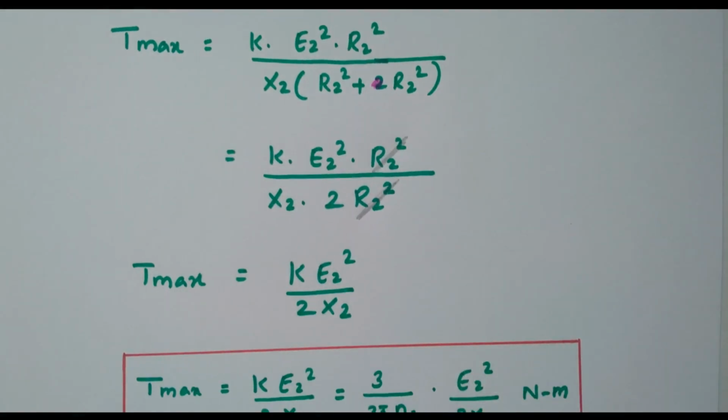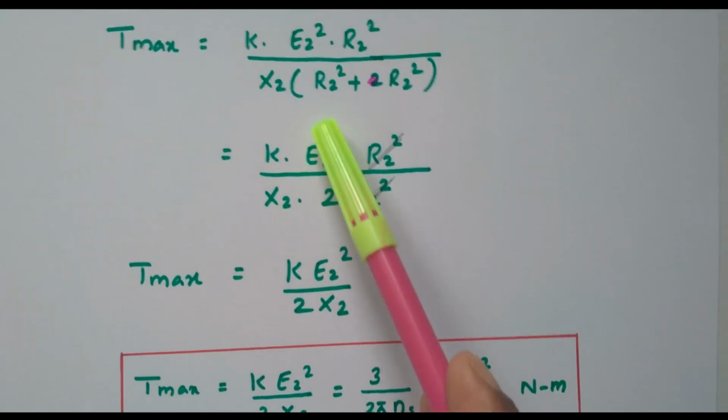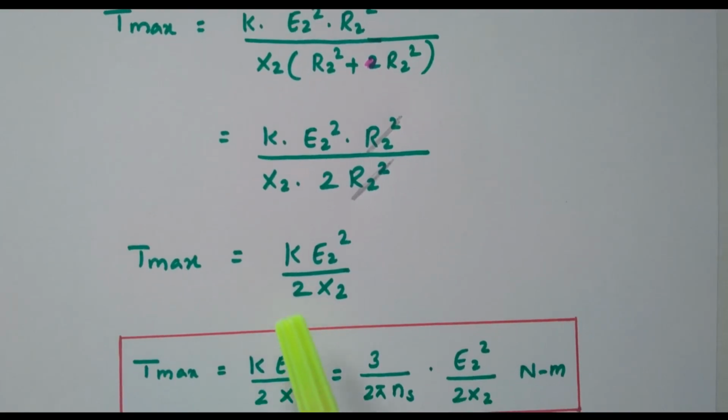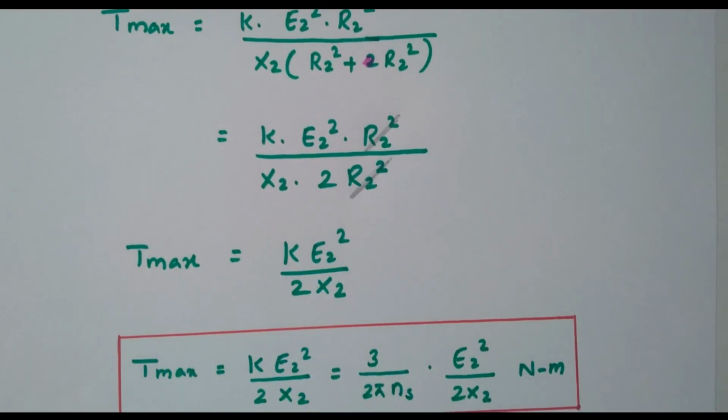R2 square plus R2 square, right. So R2 square plus R2 square become 2 R2 square. So this R2 square got cancelled. So finally what we got? T maximum, the expression for the magnitude of maximum torque is K E2 square divided by 2 into x2, right.